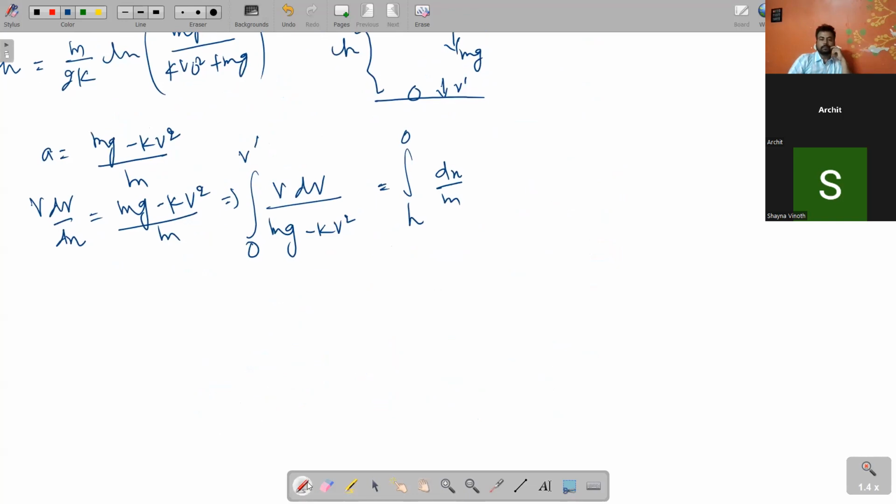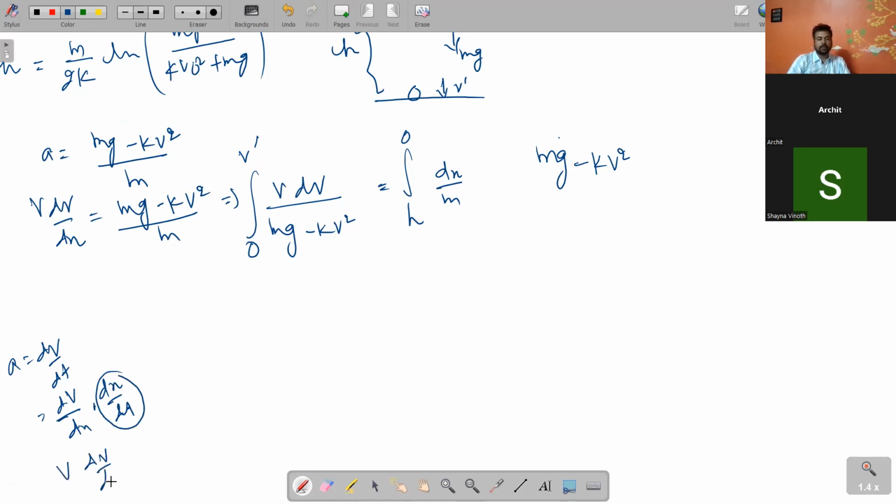Now, why v dv by dx? Acceleration is written as dv by dt, and you can write v as dx by dt. So, dv by dx into dx by dt. So dx by dt is v, and this is dv by dx, right? Yes, sir.